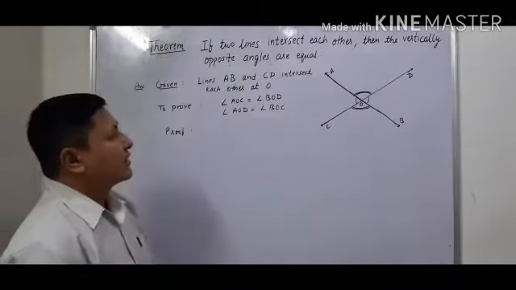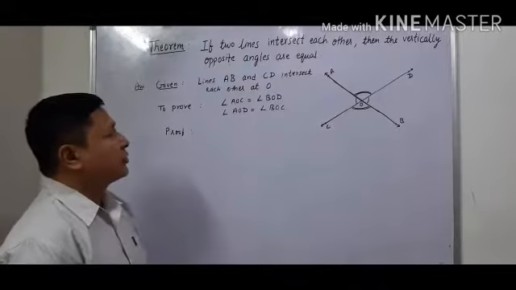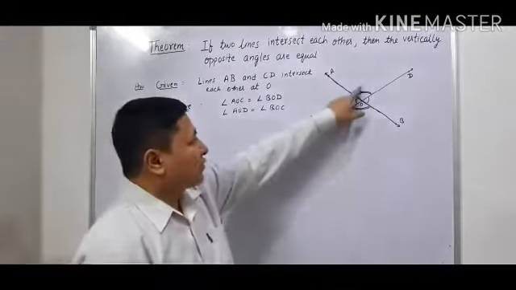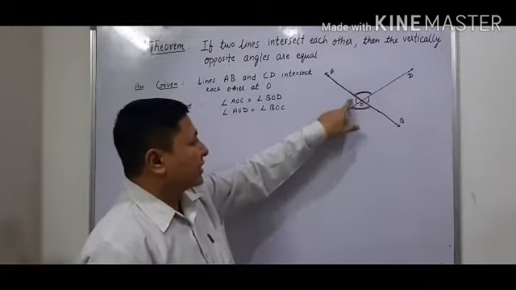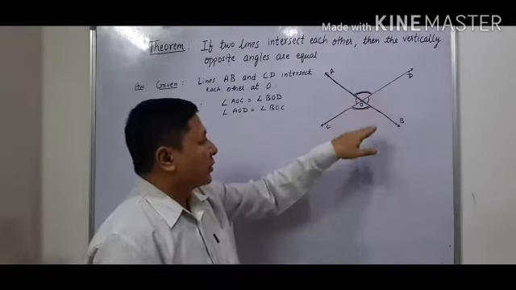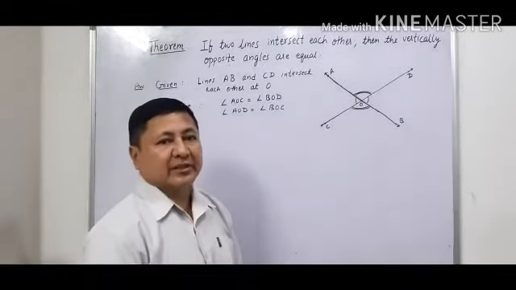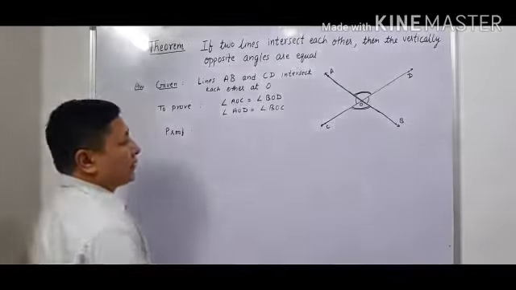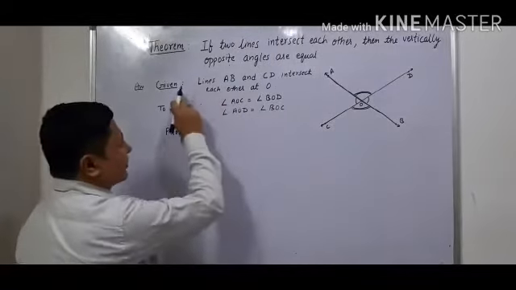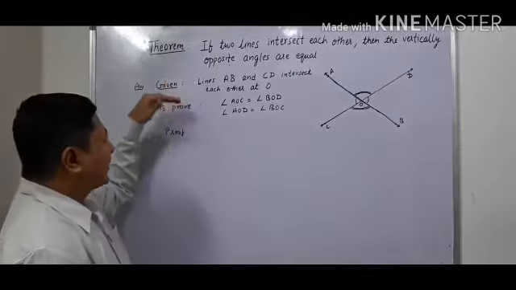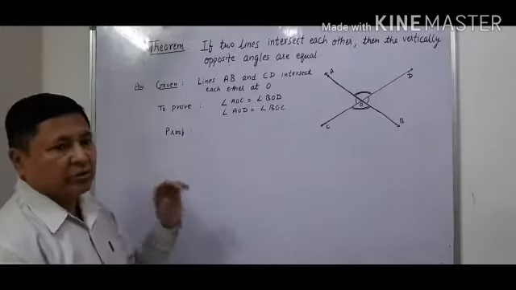If two lines intersect each other, then the vertically opposite angles are equal. In the lower classes, you have heard that these are vertically opposite angles, these are vertically opposite angles. Today we are going to prove that the vertically opposite angles are equal. Whenever we prove a theorem, we have to write given, to prove, and then the solution.